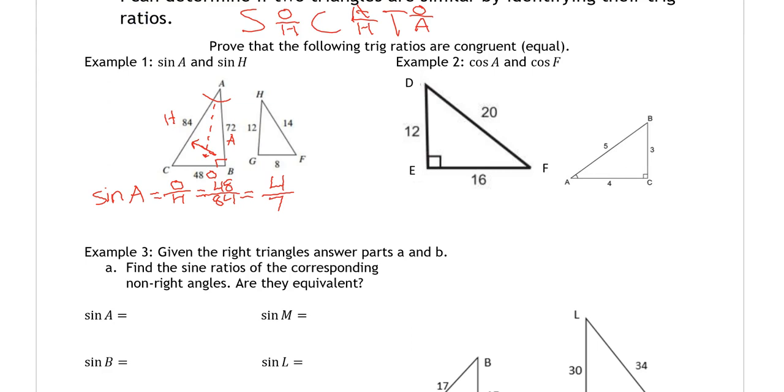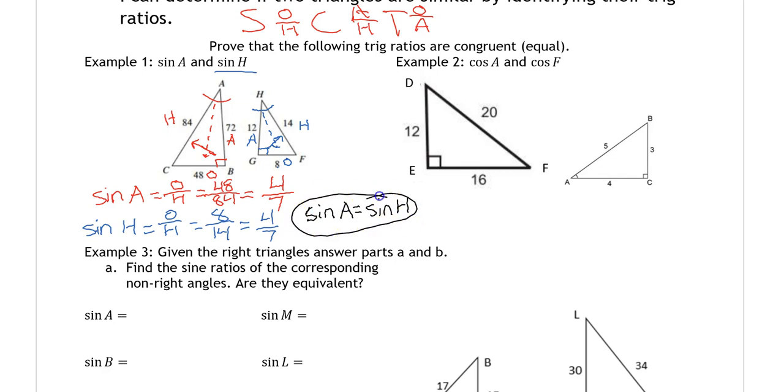Now I need to look for sine of H. And there's H, so I have my hypotenuse, the opposite side, and the adjacent side. So again, sine is opposite over hypotenuse. My opposite side is 8. My hypotenuse is 14. 8 over 14 also reduces to 4 over 7. So, sine of A is equal to sine of H.